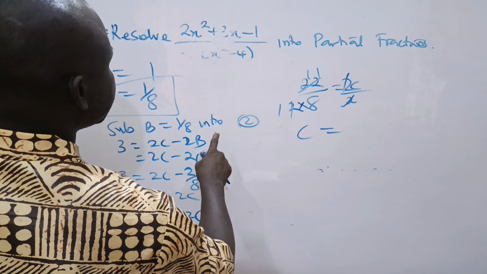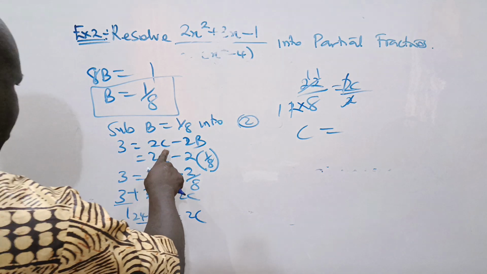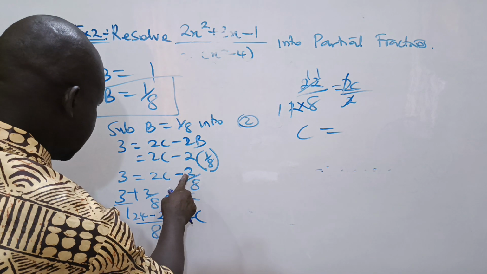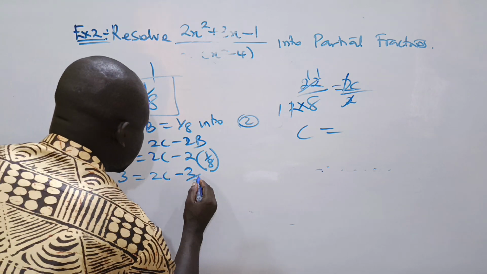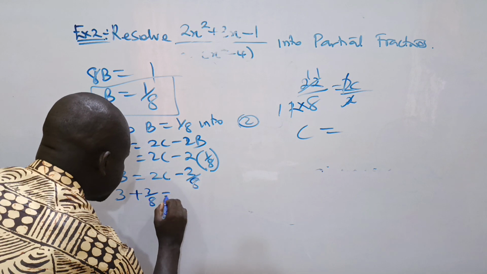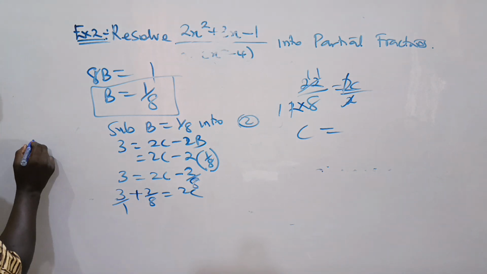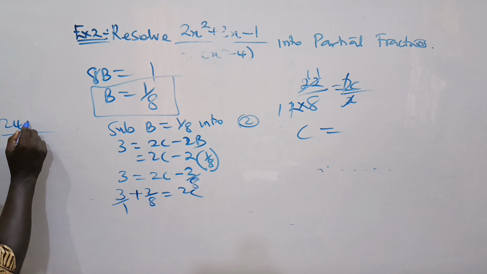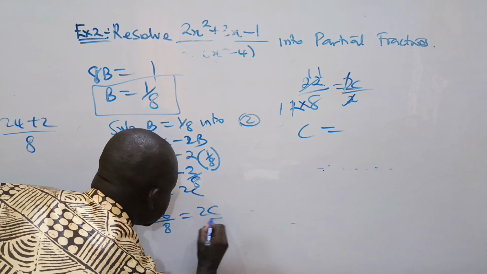From here, equation 2, we have 2c minus 2b, that's what we have. It's equal to 3. So from here, this is 2 all over 8, and that will be 3 plus 2 all over 8 equal to 2c. If I take the LCM here, I'm going to get 8. That will be 3 times 8, 24, plus 2, that's 26. I'm going to get 26 all over 8 is equal to 2c.